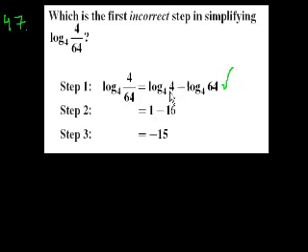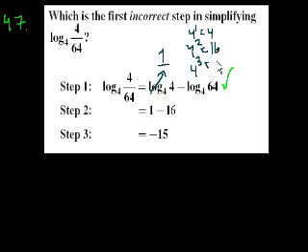4 to what power is equal to 4? Well, yeah, sure, that's equal to 1, right? 4 to what power is equal to 64? Let's see, 4 to the 1 is equal to 4. 4 squared is equal to 16. 4 to the third is 4 times 16, which is 64. So 4 to the third power is 64.